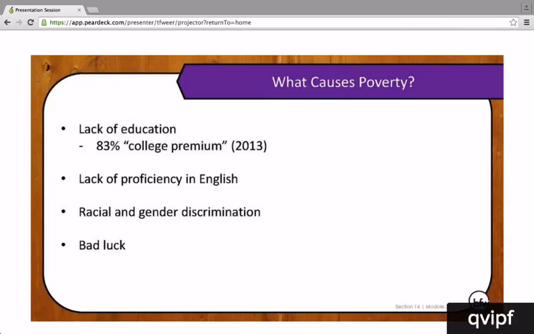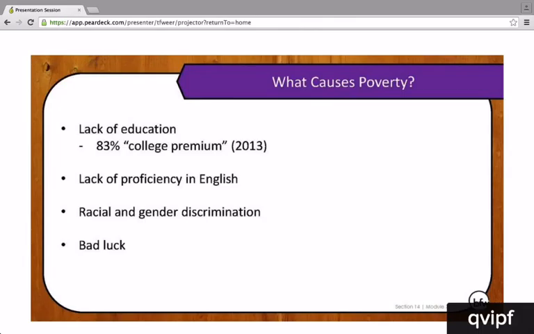What we found is that there is an 83% college premium as of 2013, meaning that if you receive a college degree, you on average make 83% more money over the course of your lifetime than someone that only has a high school diploma. So access to education and access to quality education is very important for escaping poverty. And those groups of people that receive poor educations, that are raised in poverty and don't have the opportunity to get a good education are much more likely to be poor.